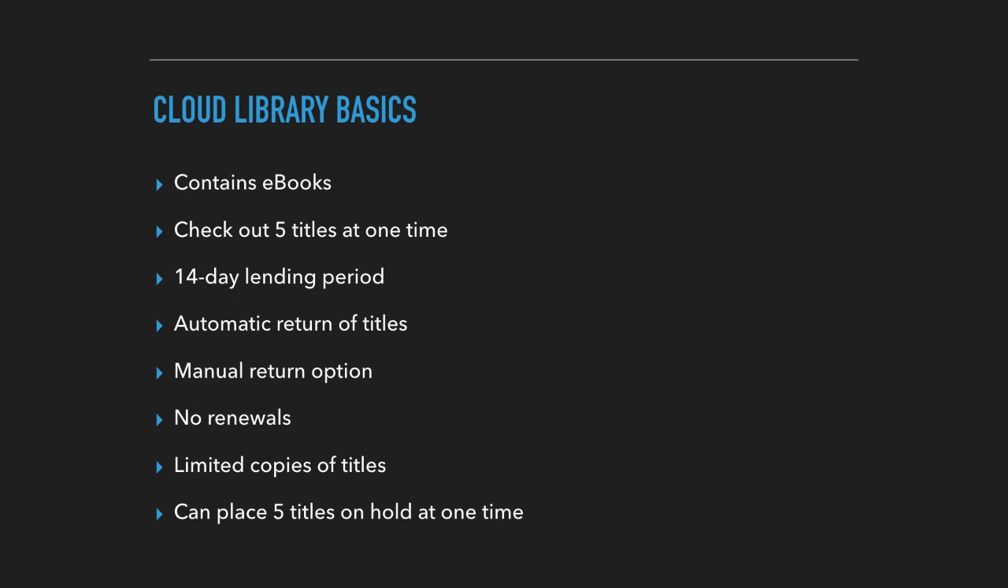Let's review the basics of Cloud Library. Cloud Library contains ebooks. You can check out 5 titles at one time. There's a 14-day lending period, automatic return of titles, and there's also a manual return option as well. There were no renewals. There are limited copies of titles, which means you have to place a hold on certain items. And you can place 5 titles on hold at one time.